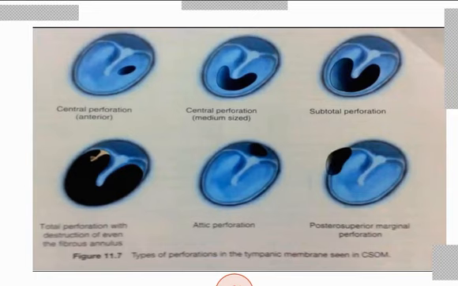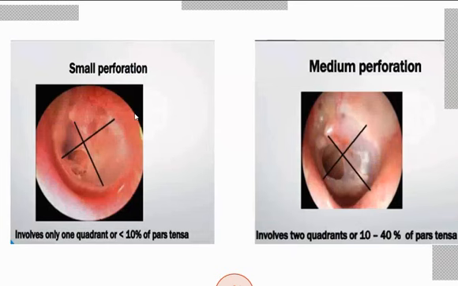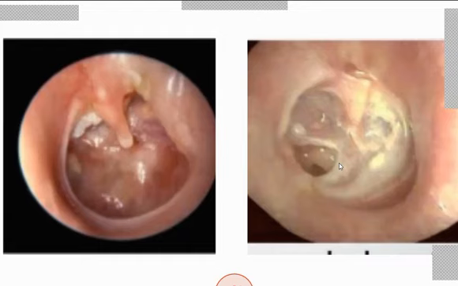This is another picture, a different representation of how we divide the quadrants of the pars tensa. Here the perforation is anterior. Here the perforation is in the anterosuperior and anteroinferior quadrants. And this is another subtotal perforation. Here they are able to see the remnant of the membrane all around the perforation. So this is a subtotal perforation.